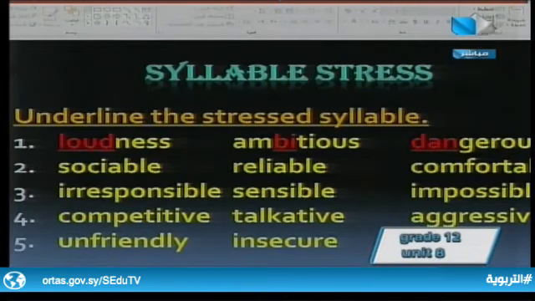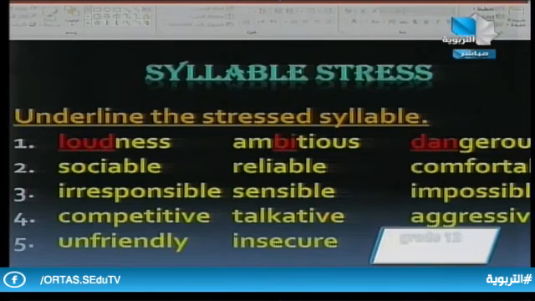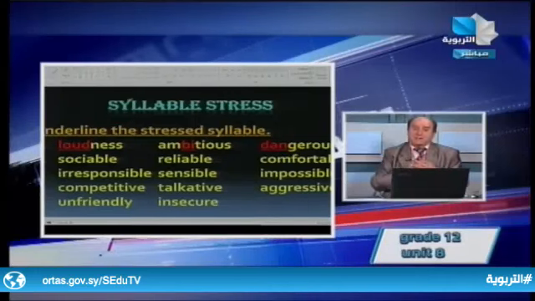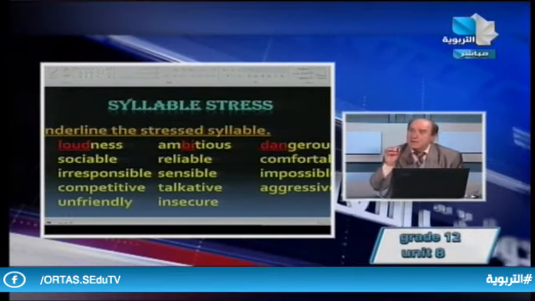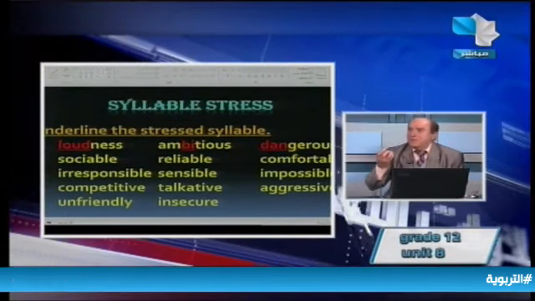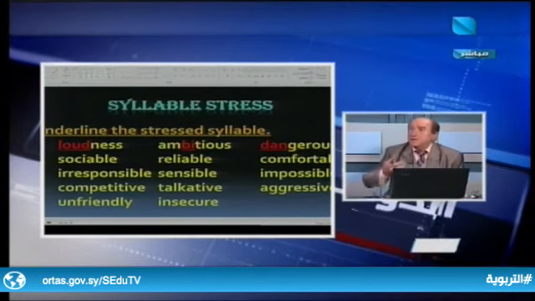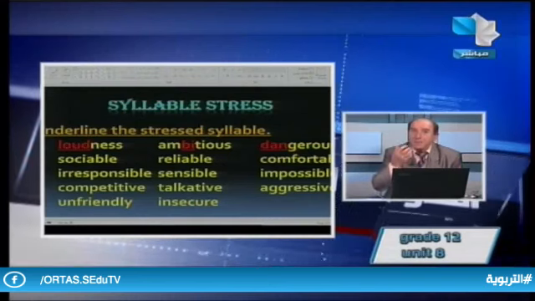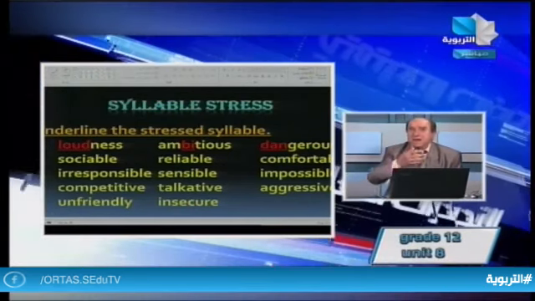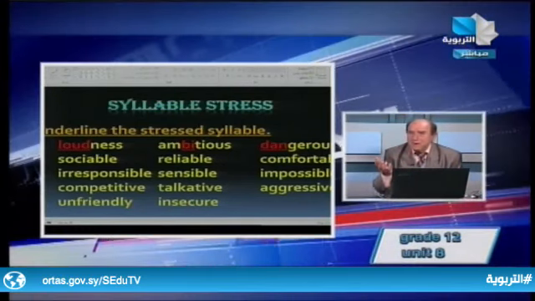Here we have the second one, ambitious. Yes, on the second. So here, dear students, when we say ambitious, the stress is on the second syllable, B, which is stronger. The suffix "shus" is not stressed.